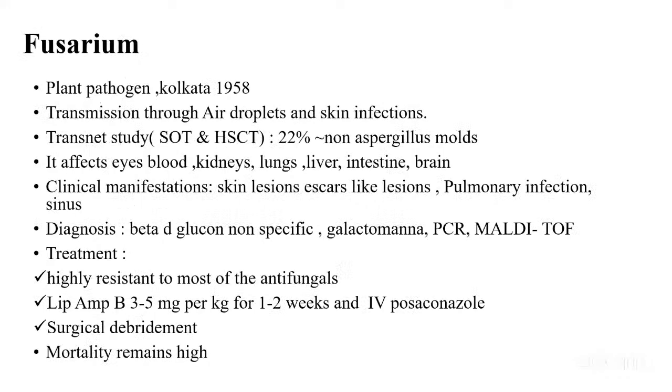Fusarium was first found in Kolkata, 1958. Transmission is by air droplet, skin infection. It affects eyes, blood, kidneys, lung lesions, eschars, and is diagnosed by beta-D-glucan levels, galactomannan, PCR, MALDI-TOF. Highly resistant to antifungals, liposomal amphotericin B is the treatment and surgical debridement is needed.